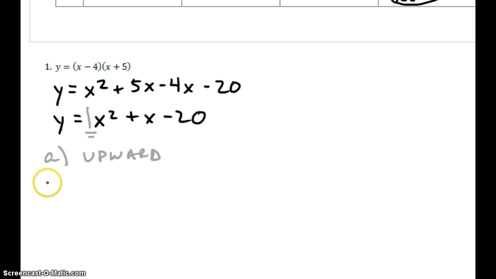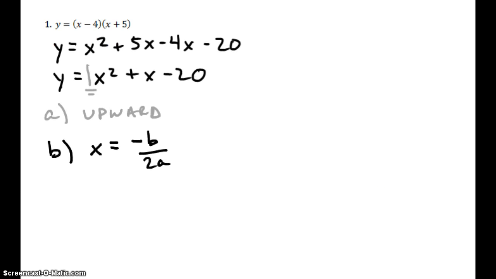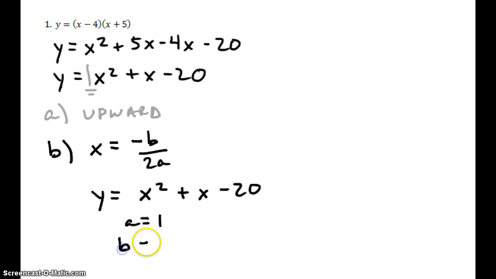Now for part B, part B says to find the vertex. So to find the vertex of this, the x-coordinate of the vertex is always found where x is equal to negative b over 2a. So again, I have to put this in standard form. We've already put it in standard form. A lot of this relies on standard form, so that's the very first thing that you should do for all of these problems. X squared plus x minus 20. A equals 1, b equals 1, and c equals negative 20.